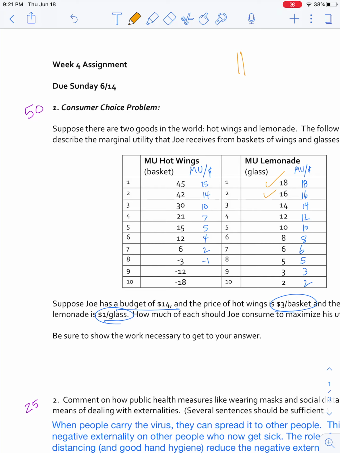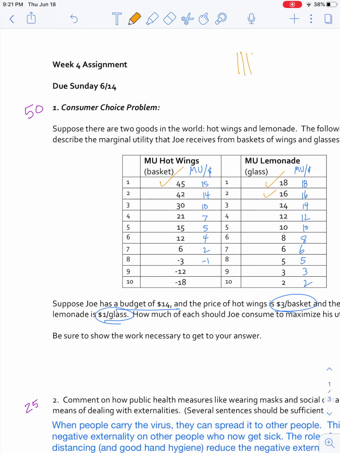So now he has 2 lemonades and no hot wings. So what's the marginal utility per dollar for the third glass of lemonade? Well, that's 14. What's the marginal utility of the first basket of wings? Well, the marginal utility is 45, but the marginal utility per dollar is 15. So what should he do next? Well, he's going to buy a basket of hot wings, right? Because 15, the marginal utility per dollar from the first basket of wings is greater than the marginal utility per dollar for the third glass of lemonade, which is where he's at.